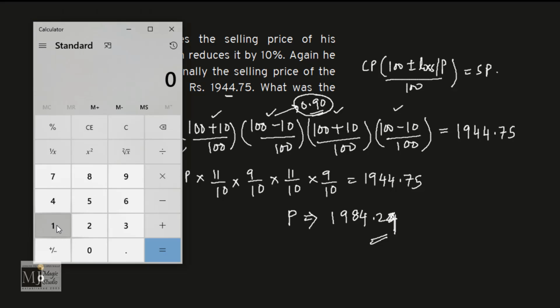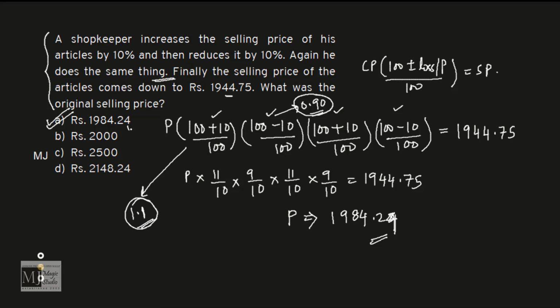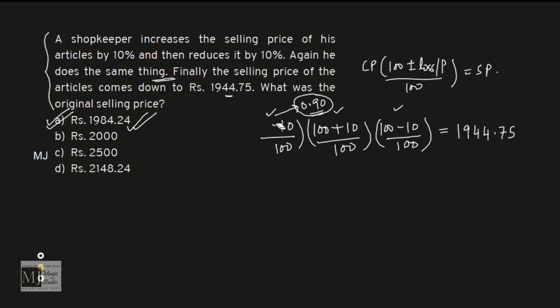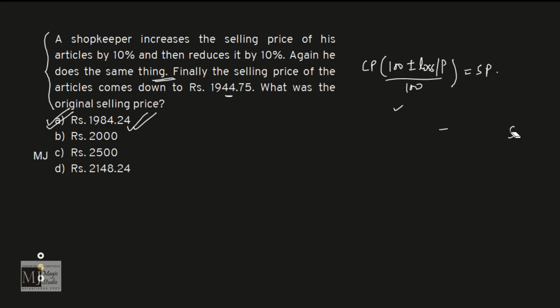We have our calculator now. Clear it up. Final price 1944.75. Here just keep on dividing. Divide by 1.1, divide by 0.9, then again divide by 1.1, divide by 0.9, and we end up getting 1984.24. Answer in 3 seconds. Yes, we can use the continuous change method also, using the net change method. But in this case, if a calculator is there, I won't prefer using net change. I would ask you to use the calculator if it is there.